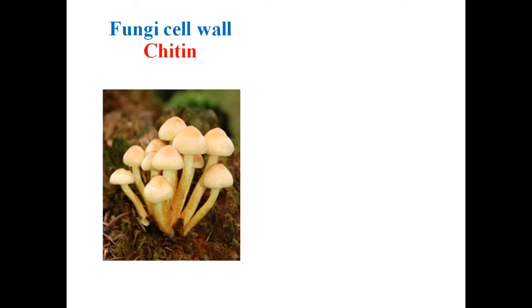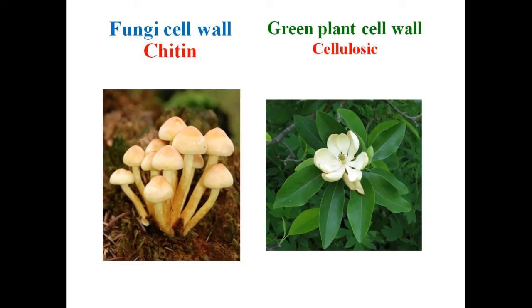Another example is the fungi cell wall. It was made up of chitin. So these chitin-containing organisms are grouped under one category, that is fungi. The next one is the green plant cell wall. It is made up of cellulose. Note down these characteristics. This is important. The first one is the fungi cell wall, that is made up of chitin. The next one is cellulose, that is the green plant cell wall.